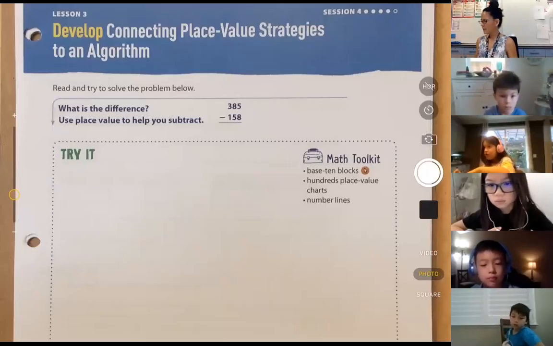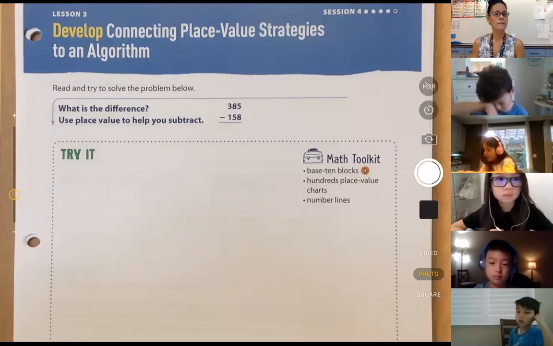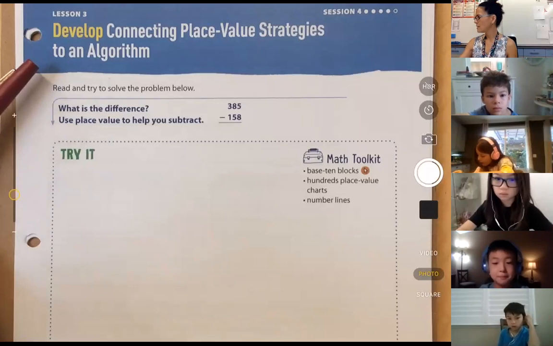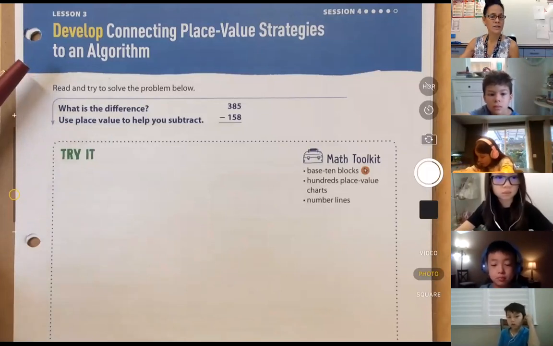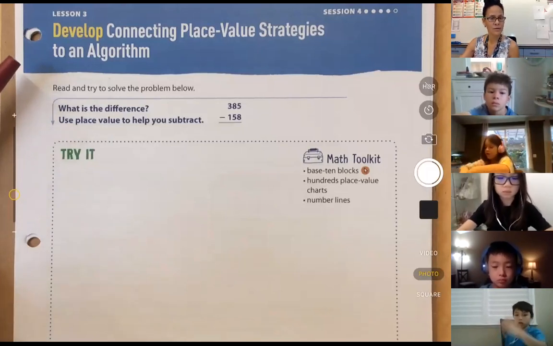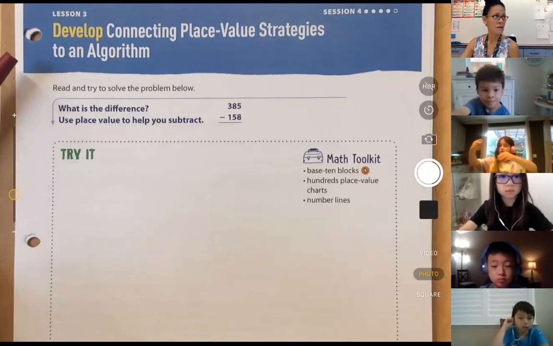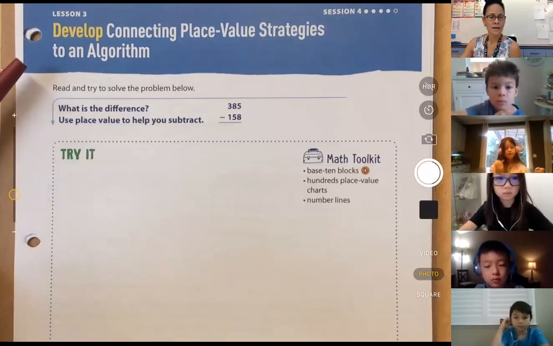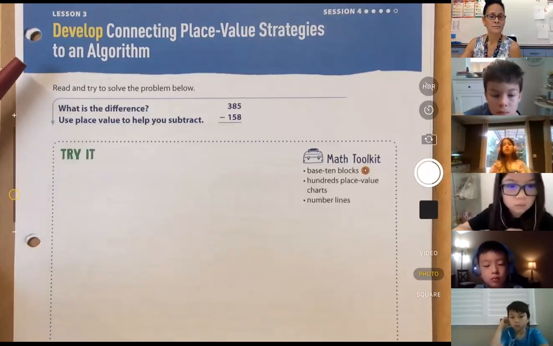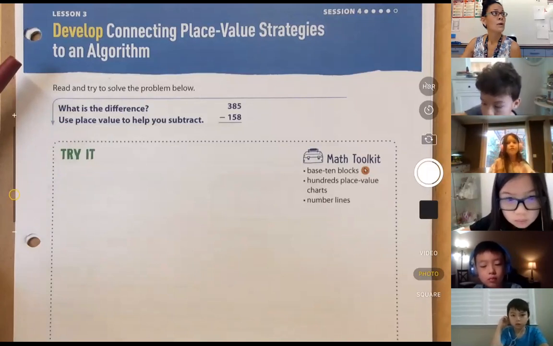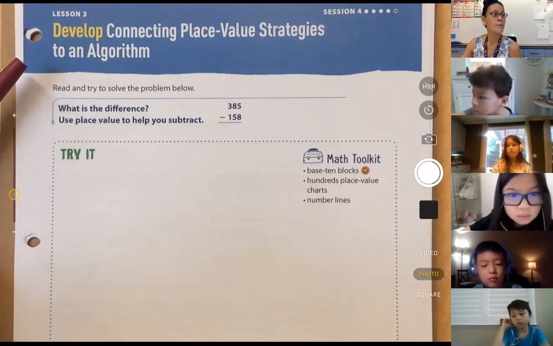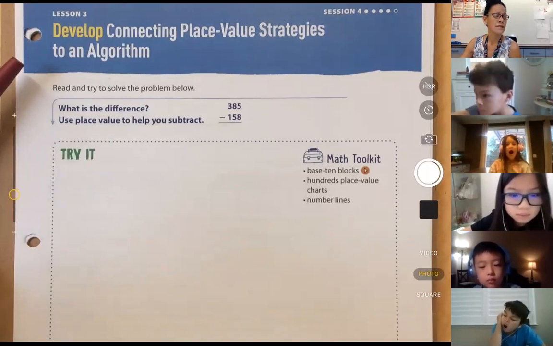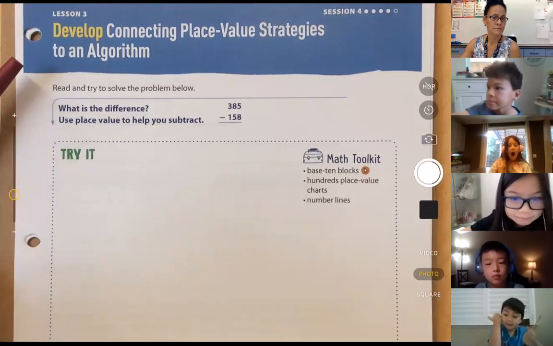All right, everyone, please take a look at the top here where it is saying that we are going to connect place value strategies to an algorithm. We've used that word algorithm quite a bit in our studies of math. We're going to be revisiting it in a lot more detail in the next couple of days. And we're also going to be refreshing our brains about the inverse properties related to addition and subtraction.